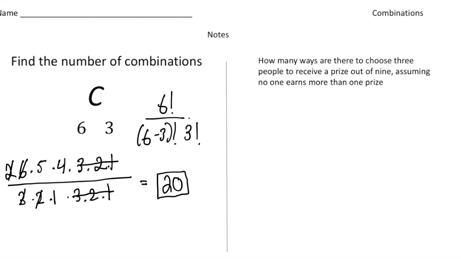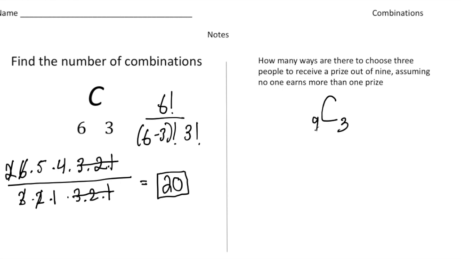All right, let's do one more. So here the problem says, how many ways are there to choose 3 people to receive a prize out of 9, assuming that no one earns more than 1 prize? All right. So for this one, we need to set up our expression. So it's going to be 9 here and 3 here.